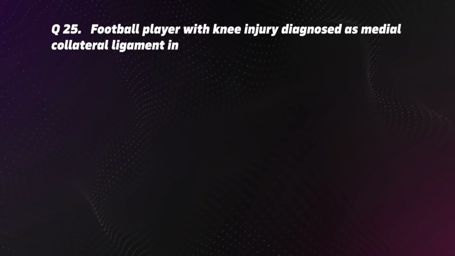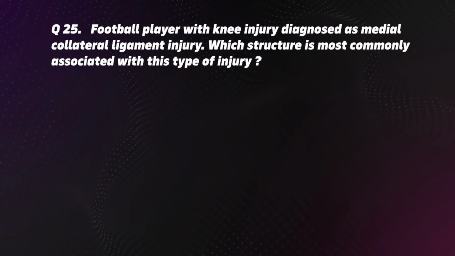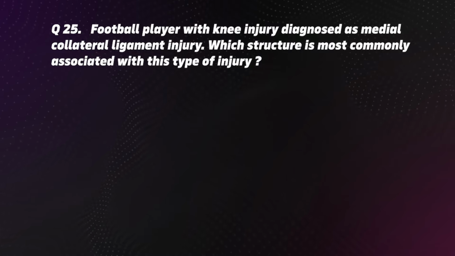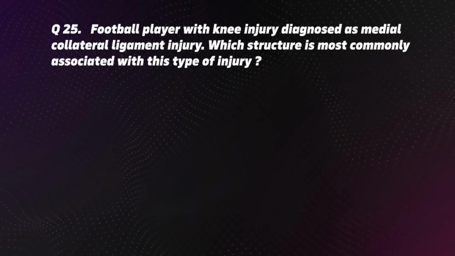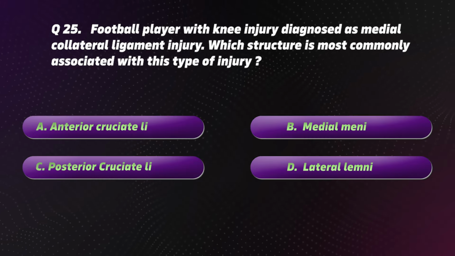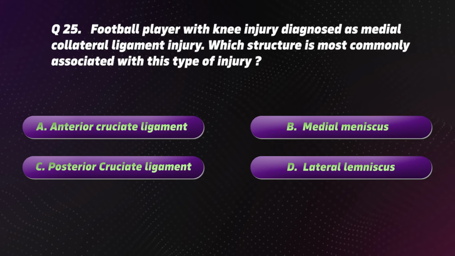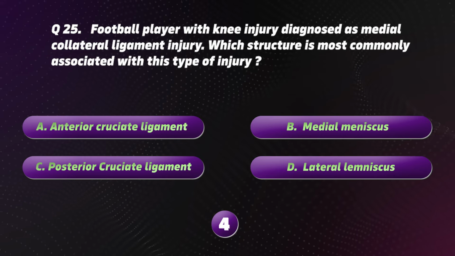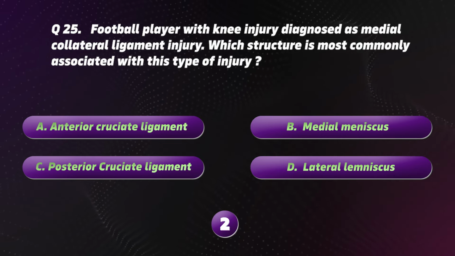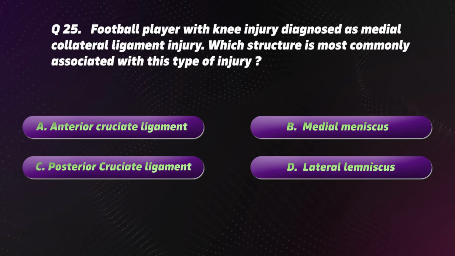Question 25. A football player with a knee injury is diagnosed with a medial collateral ligament injury. Which structure is most commonly associated with this type of injury? Here are the options. A. Anterior cruciate ligament. B. Medial meniscus. C. Posterior cruciate ligament. D. Lateral lemniscus. And the correct answer is B.